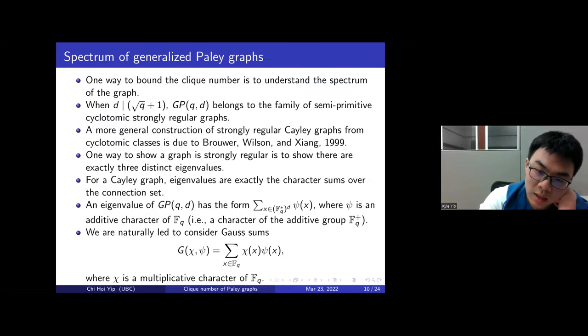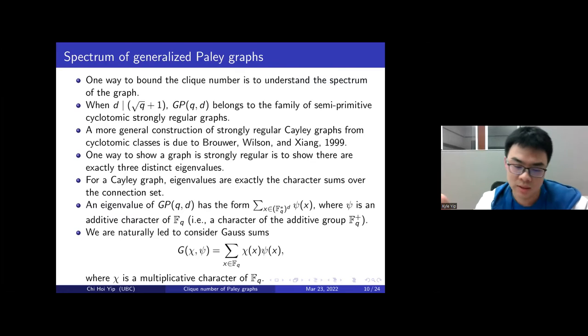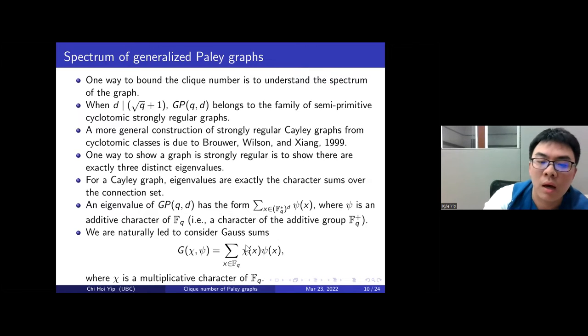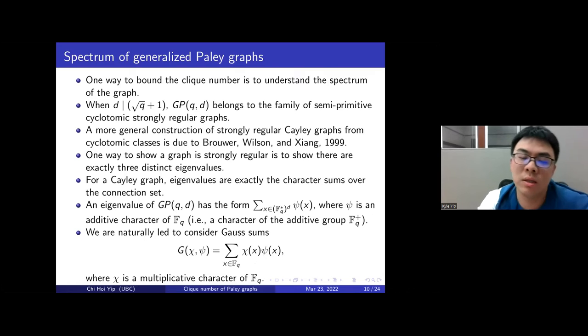So in other words, we are summing an additive character over a multiplicative set, or a set with multiplicative structure. And the standard way to deal with this is to convert this incomplete character sum into a complete character sum by using orthogonality relations. When we are doing that, it's natural to consider the so-called Gauss sum, which is essentially the inner product between an additive character and a multiplicative character. Formally it's defined as G(chi, psi), where chi is a multiplicative character and psi is an additive character. This is defined as the sum of the product of chi and psi, summing over the whole field.